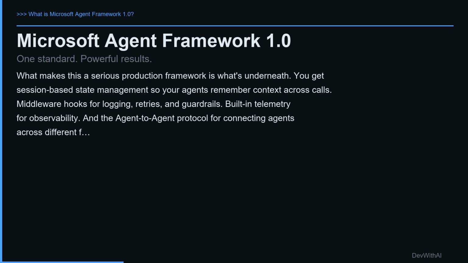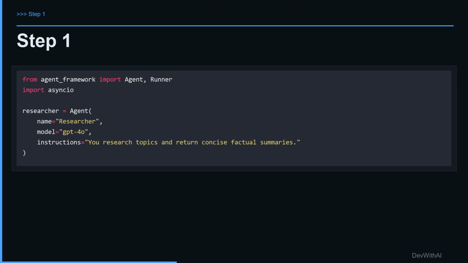Now add a second agent, a writer, and wire up a handoff. Handoffs are Agent Framework's way of doing multi-agent orchestration. When the researcher finishes, it automatically passes its output to the writer. You're not writing any routing logic. The framework handles all of that.